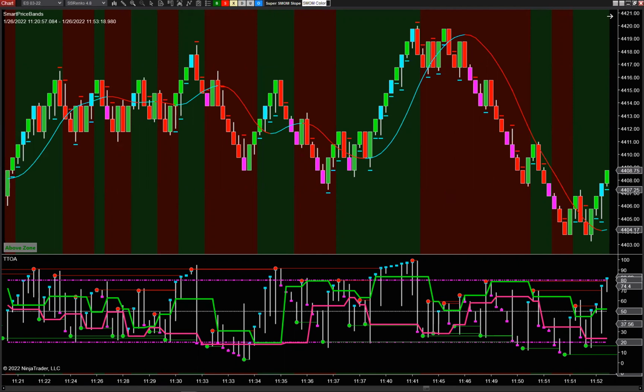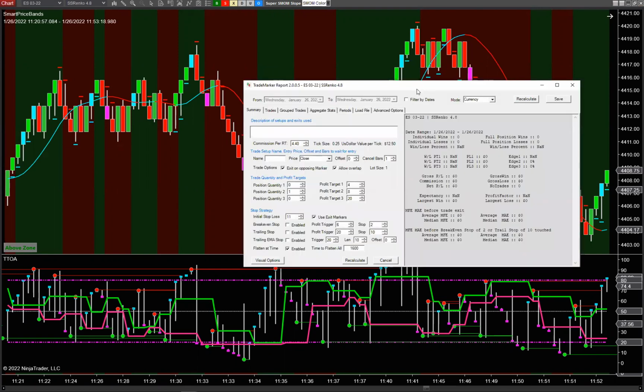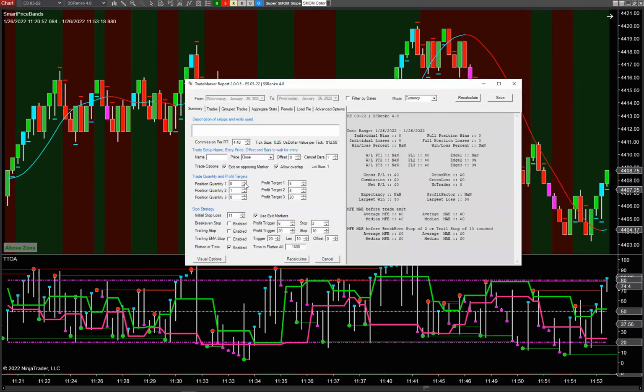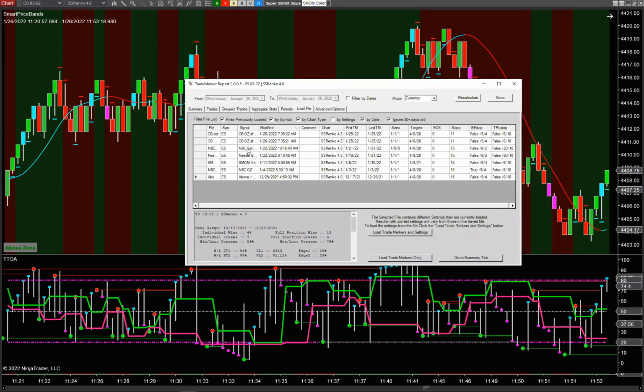So I did a study on that. This is a software called Trade Markers that we can do a lot of recaps with. I'll go ahead and let's do this. And I'm going to load this.